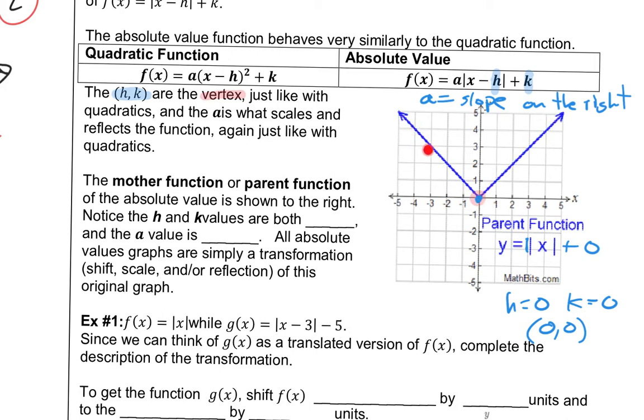And sure enough, down 1 over 1, down 1 over 1, down 1 over 1. It is a slope of -1. Okay, so notice the h and k values are both 0, and the a value is 1.